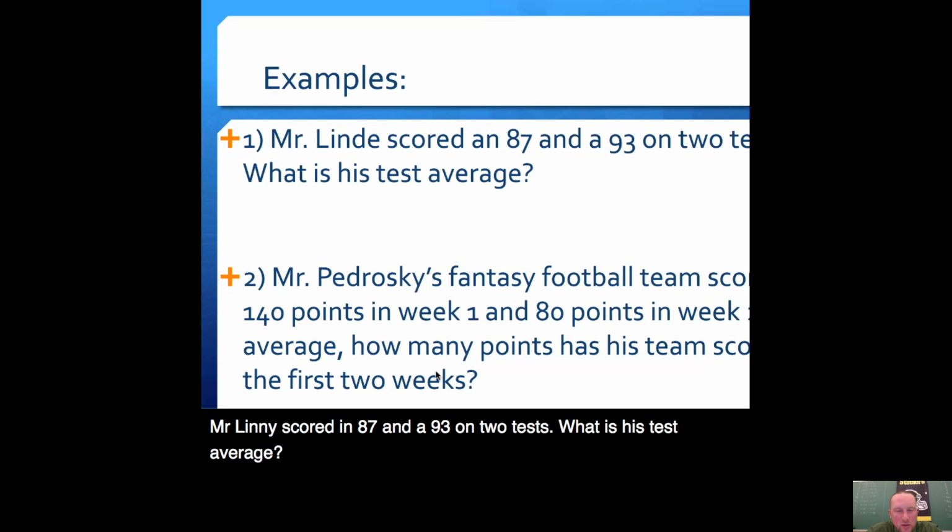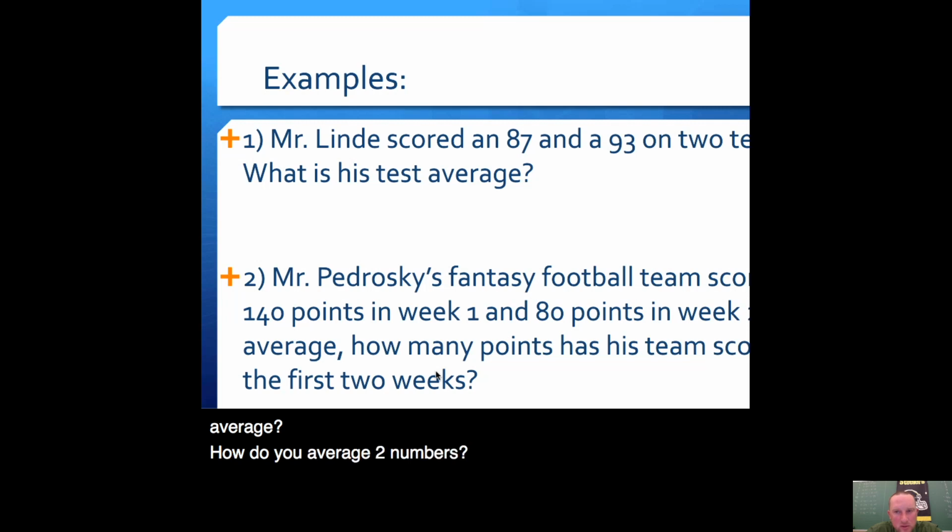How do you average two numbers? Well, you would add them and divide by two. However many numbers you have, you add them and divide by that many numbers.